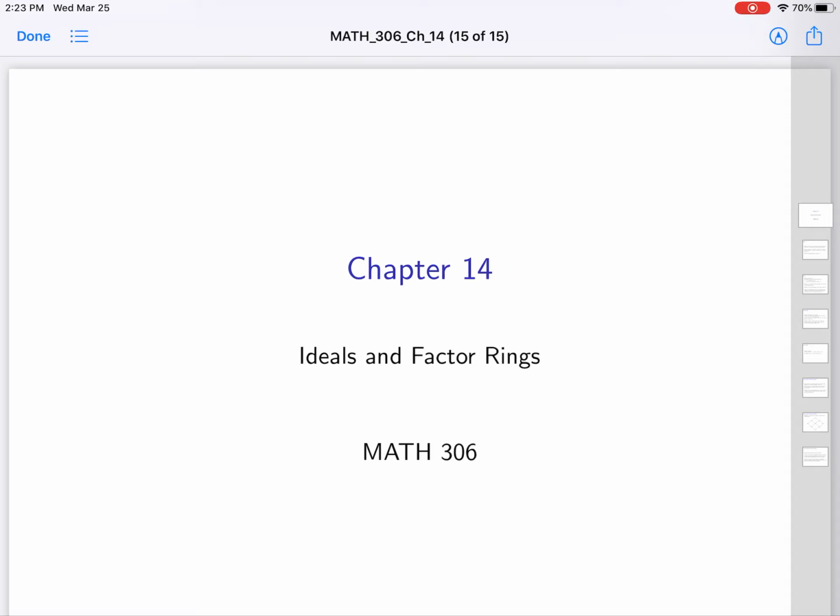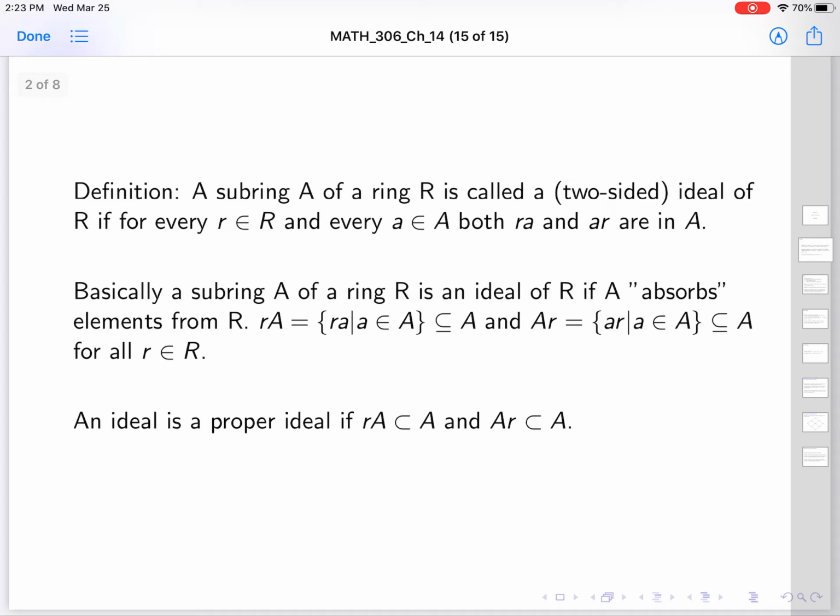All right, chapter 14, our last chapter of the semester. We're going to be talking about ideals and factor rings. We've heard the word factor before, back when we were talking about factor groups, and in order to get a factor group, we needed to have a normal subgroup. So ideals are going to be similar to this idea of normal subgroups, and ideals will be needed for our factor rings. So let's get started with chapter 14 with some definitions.